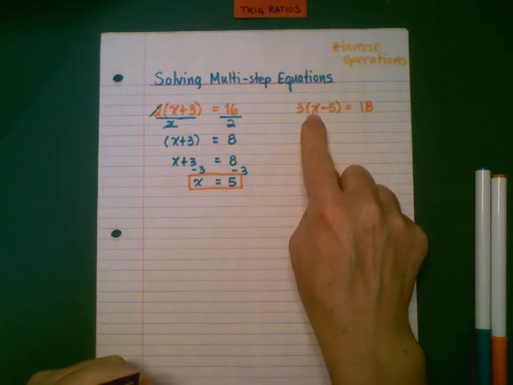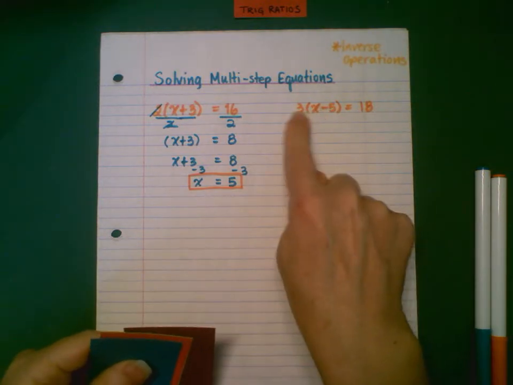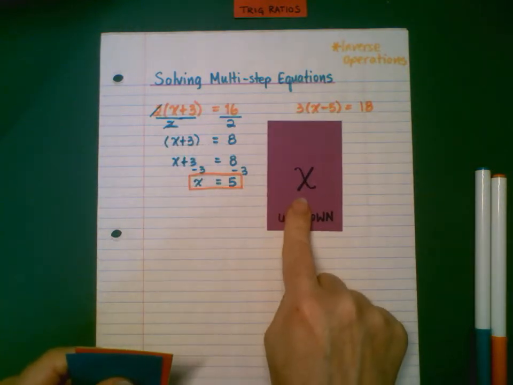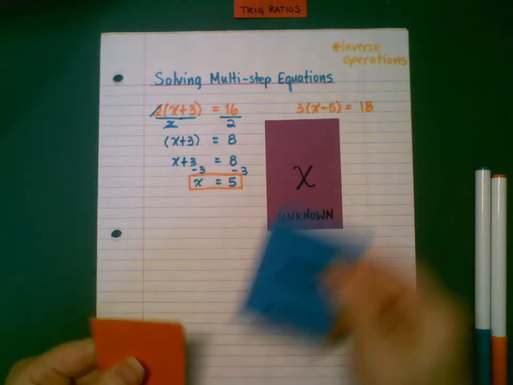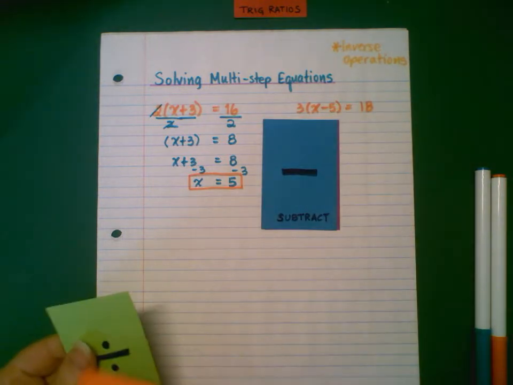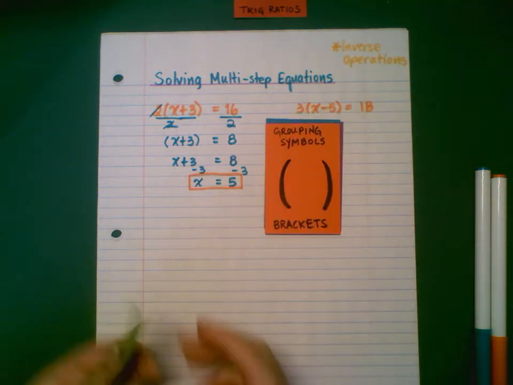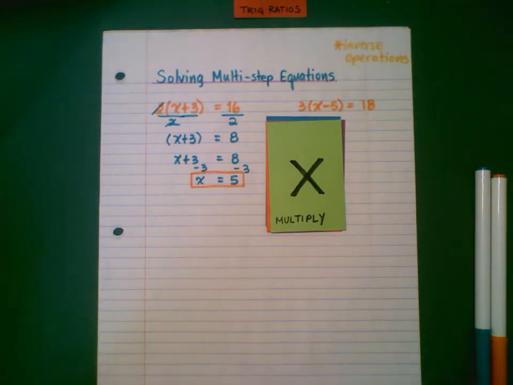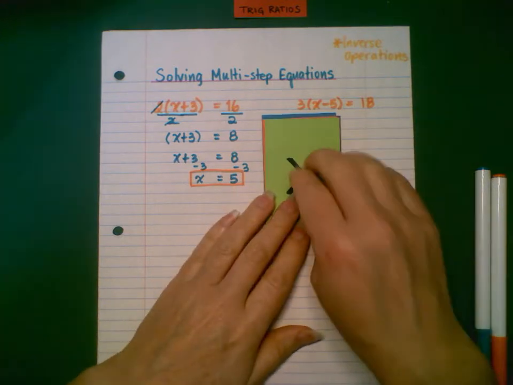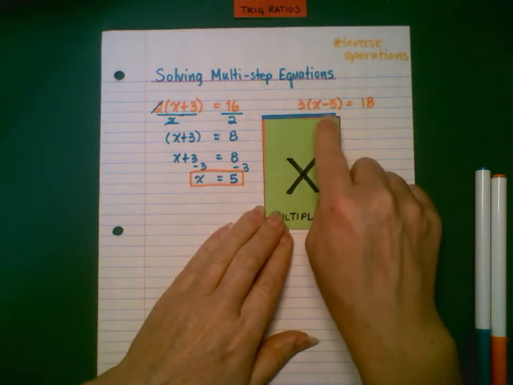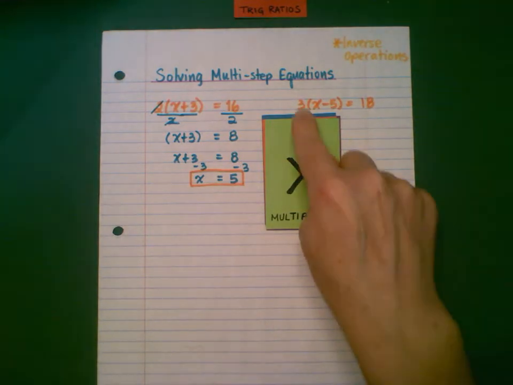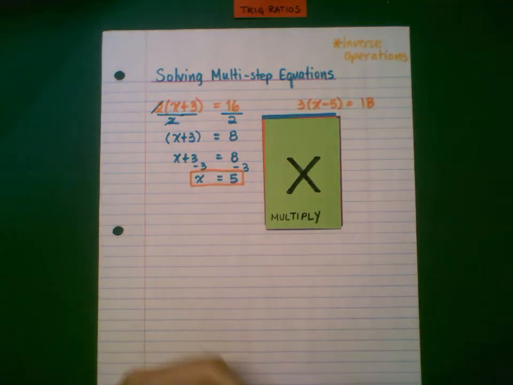Okay, so drill down, find the variable. And there's only one in this equation, so this is very similar to the one we just did. So I've got the unknown. It has had 5 subtracted from it. It's in a set of grouping symbols then, and there's a multiplier or a coefficient. Okay, so all this stack of cards represents the left-hand side of this equation. And now all of that's equal to 18.